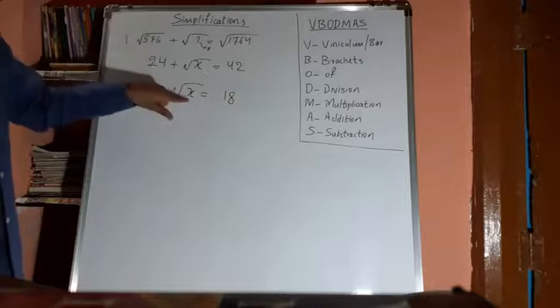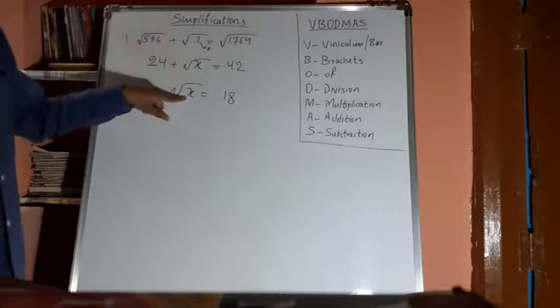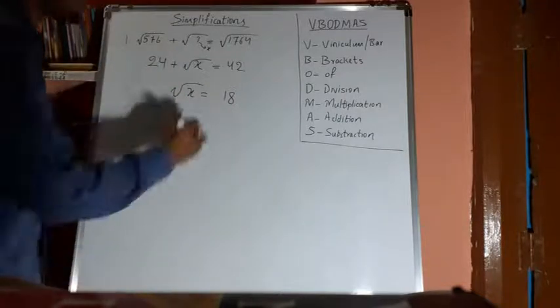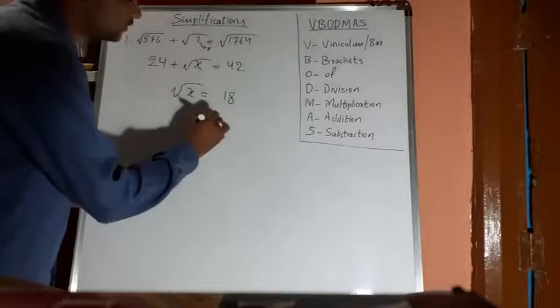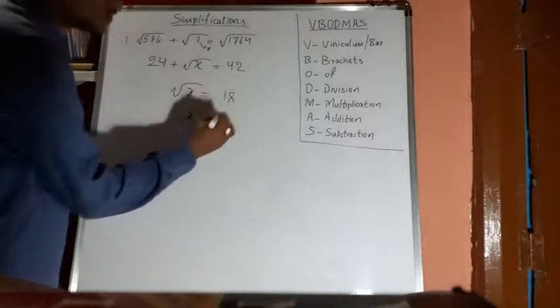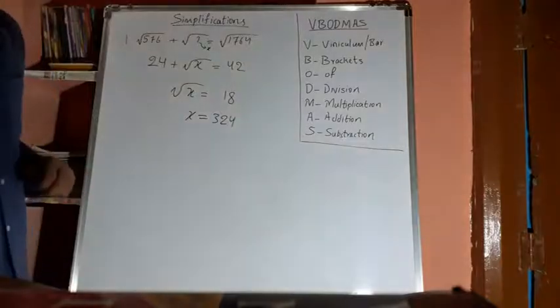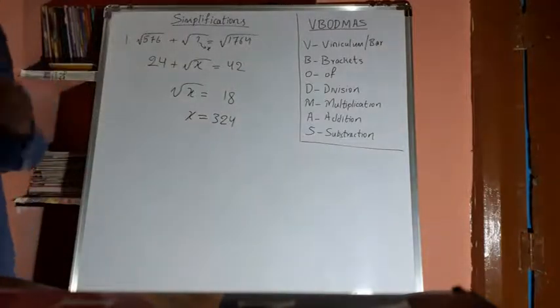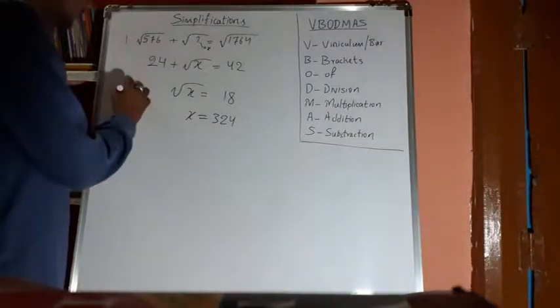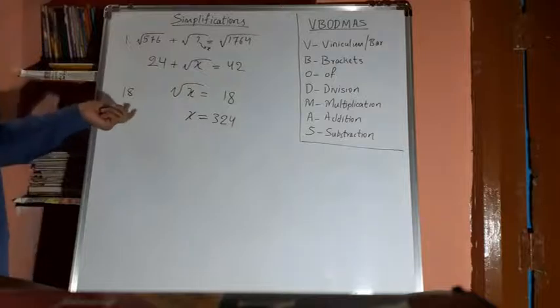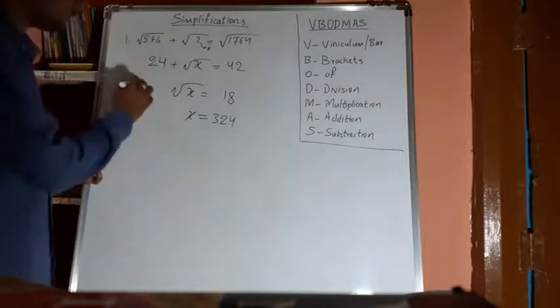So now we need x, not the square root of x. So what we have to do? You have to do the squaring on both sides. So when you do the squaring on both sides, it will become 18 square. 18 square is how much? 324. Right? See, 18 into 18, how much is it? How will you do this 18 square?